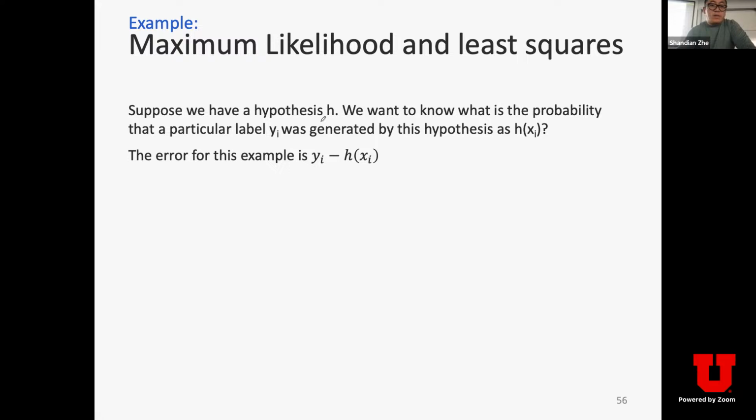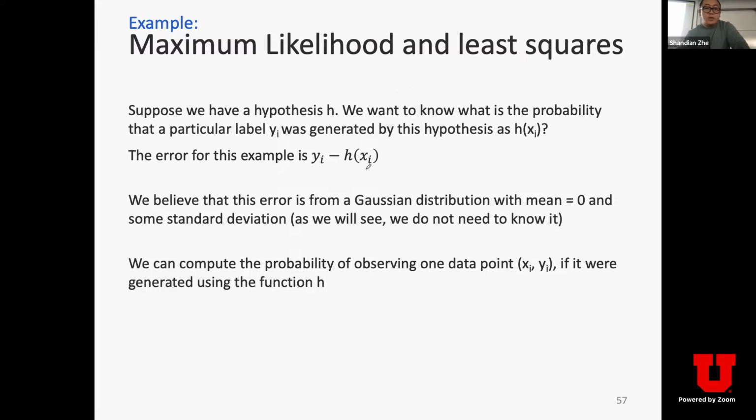Suppose we have a hypothesis H. You don't know where f is, but you have a hypothesis H. We want to know the probability that a particular output yi was generated by this hypothesis as h of xi. Suppose h is the true hypothesis. Then the error in predicting yi, which can be written as yi subtracted by h of xi, following our model assumption should be a Gaussian distribution with mean zero and some standard deviation.